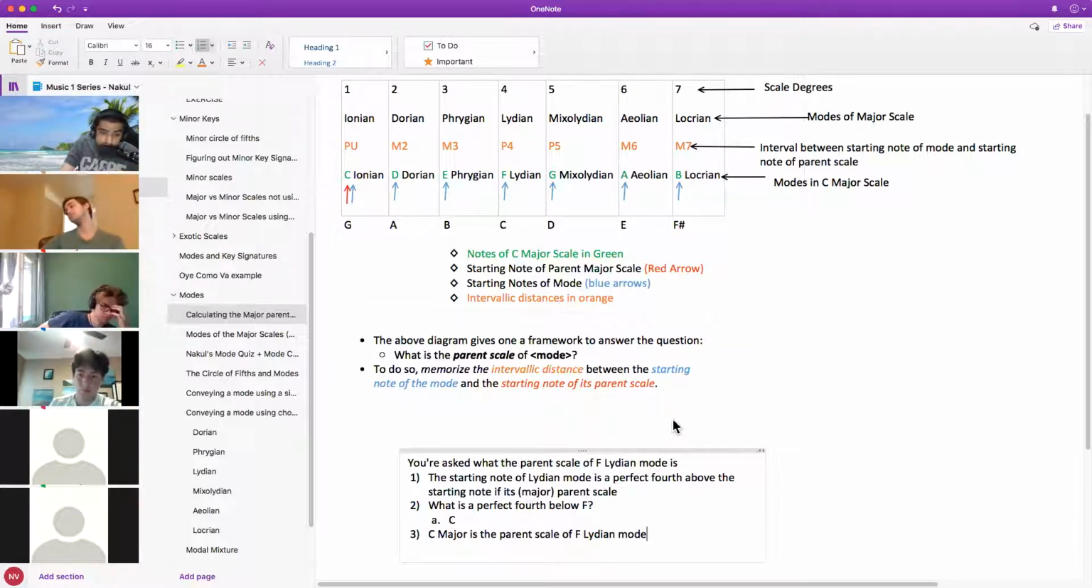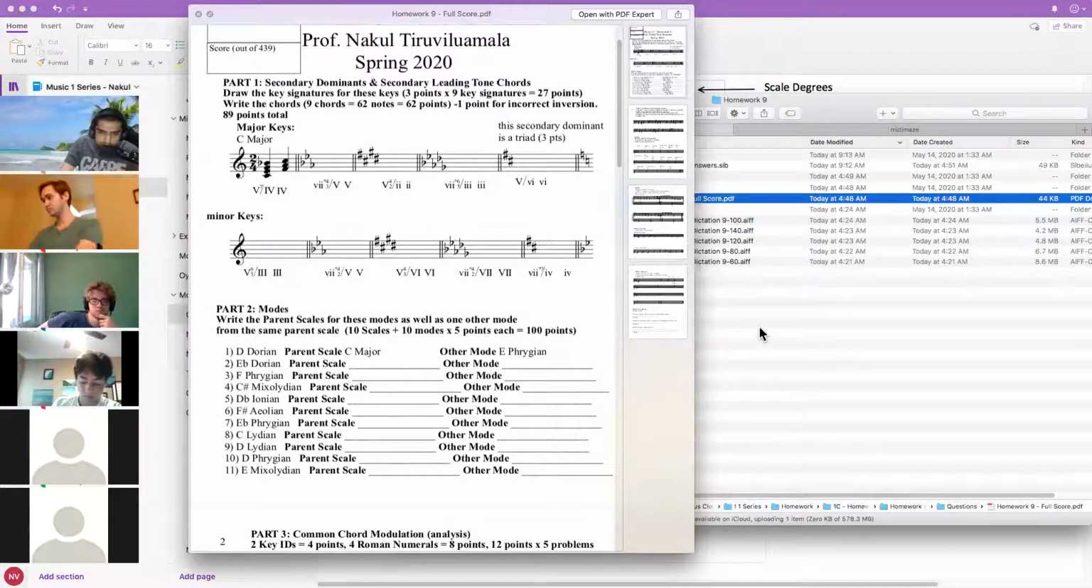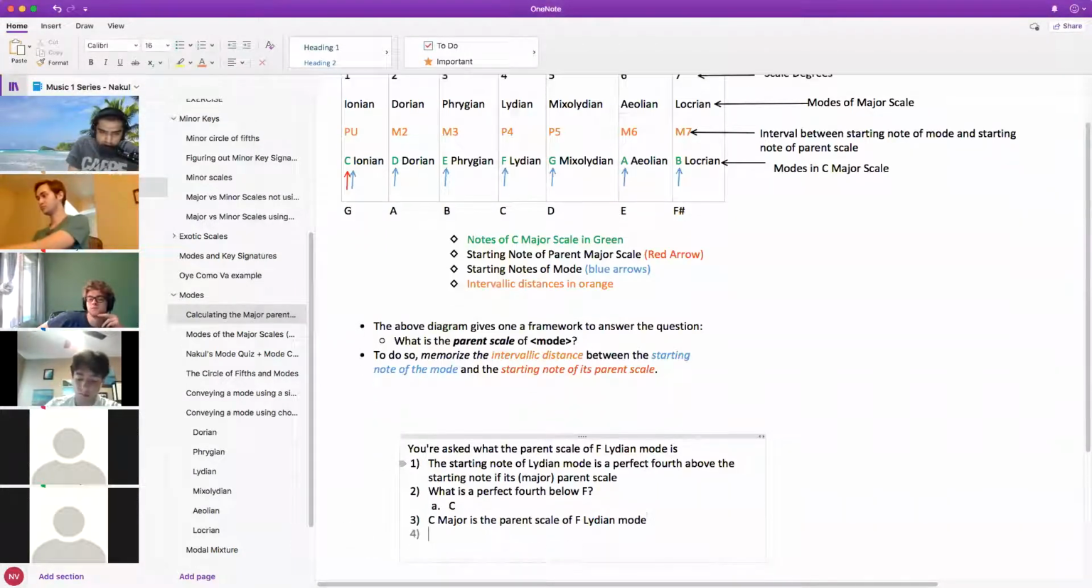What's another mode in C? I guess the homework asks you for another mode, right? Well, you can figure that out by asking, what are the notes of the C major scale? C, D, E, F, G, A, B, C. If you build a scale on the second, if you invert it once, you get D Dorian. If you invert it twice, you get E Phrygian. If you invert it 3 times, you get F Lydian, which we already know about. If you invert it again, you get G Mixolydian.